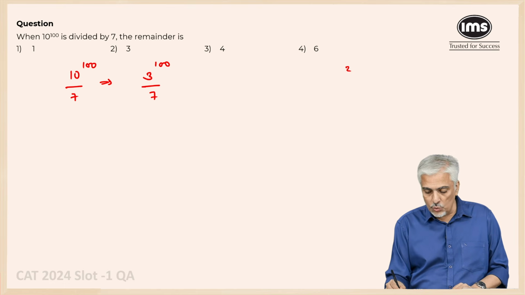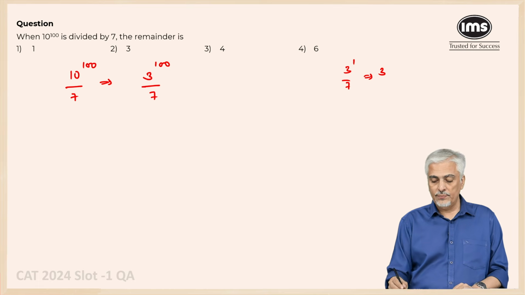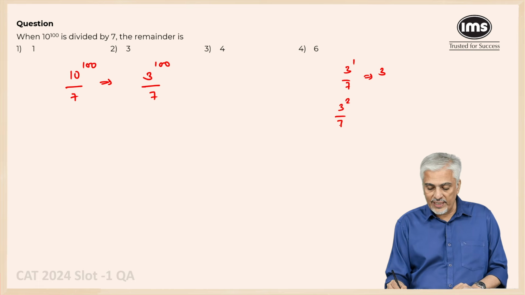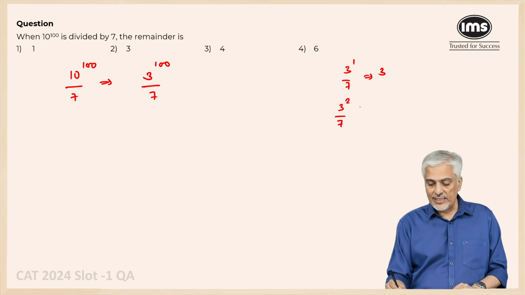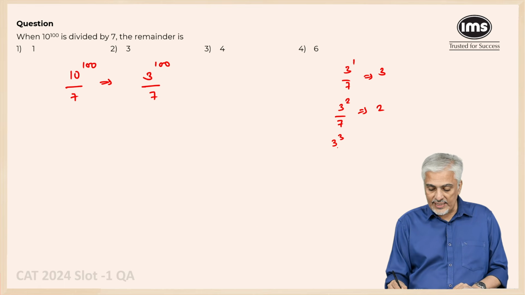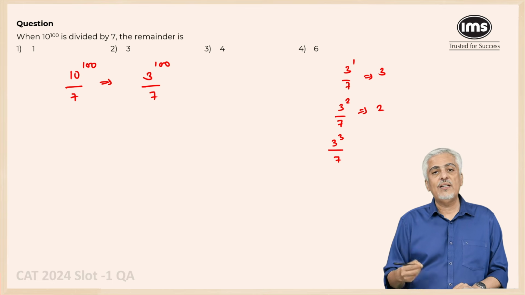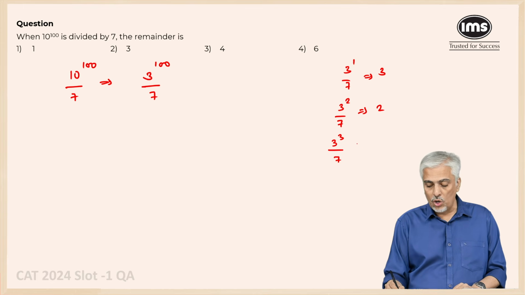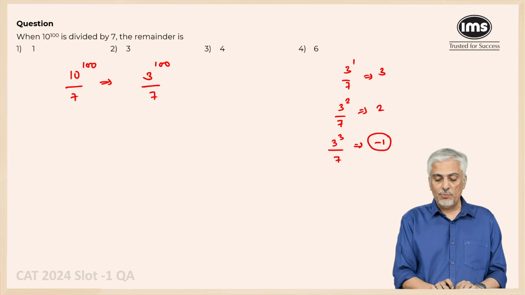3 raised to 1 divided by 7 will obviously leave a remainder 3. 3 raised to 2 divided by 7, that is 9 divided by 7, will leave a remainder 2. 3 raised to 3 is 27. 27 divided by 7 leaves a remainder of 6 or minus 1. I am okay with the remainder of minus 1. That should be good enough for me.